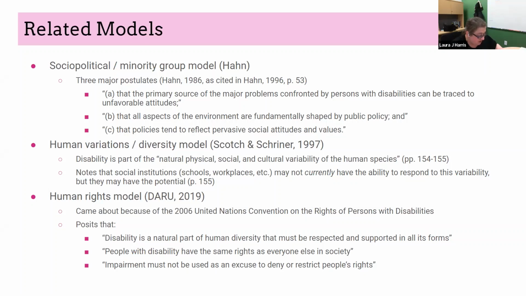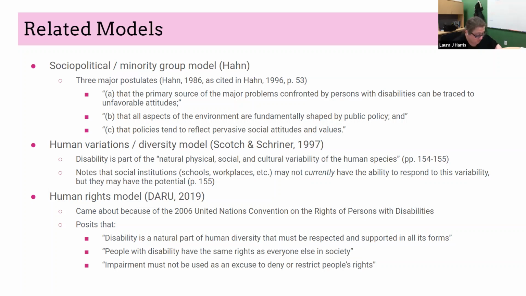Scotch and Schreiner said that social institutions like medical offices, schools, etc., may not currently have the ability to respond to this variability, but they have the potential, which is kind of an optimistic way of looking at things, which I don't think is seen in many of the other models.